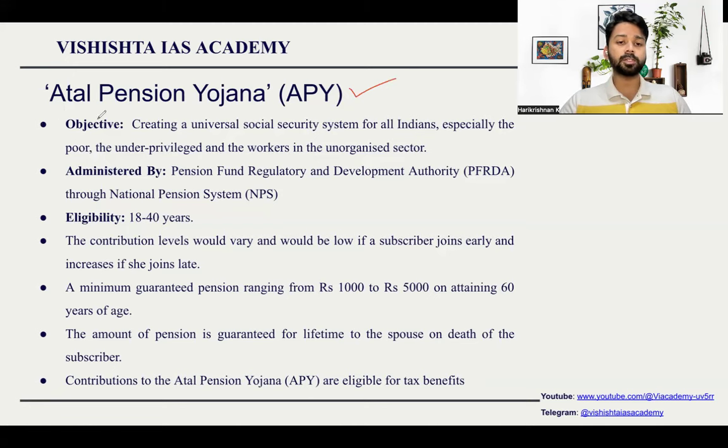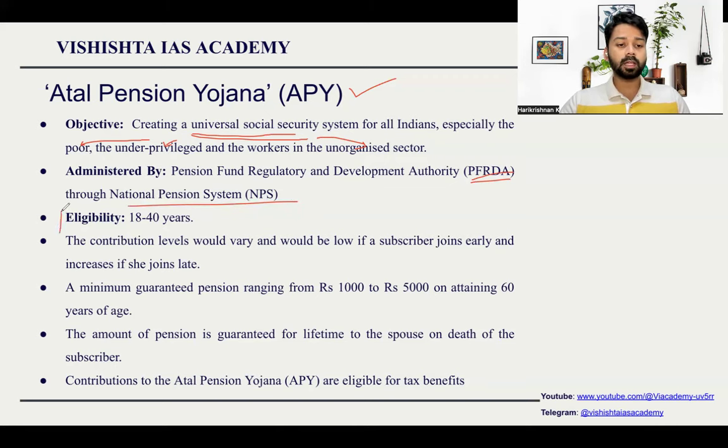What is the objective of Atal Pension Yojana? To create universal social security so that each and every individual, whether working in the formal sector or informal sector, should be in a position to have some kind of social security at the time of retirement. So it targets certain sections: the poor, the underprivileged, and the workers in the unorganized sector. Who is administering it? The PFRDA, that is the Pension Fund Regulatory and Development Authority of India, through the National Pension System.